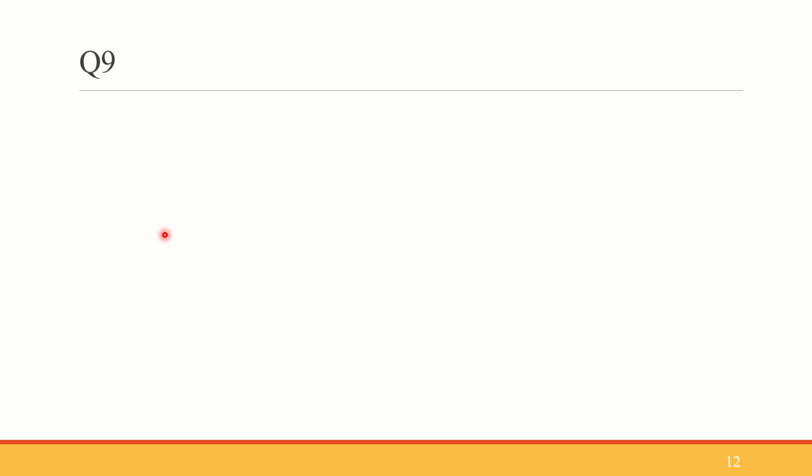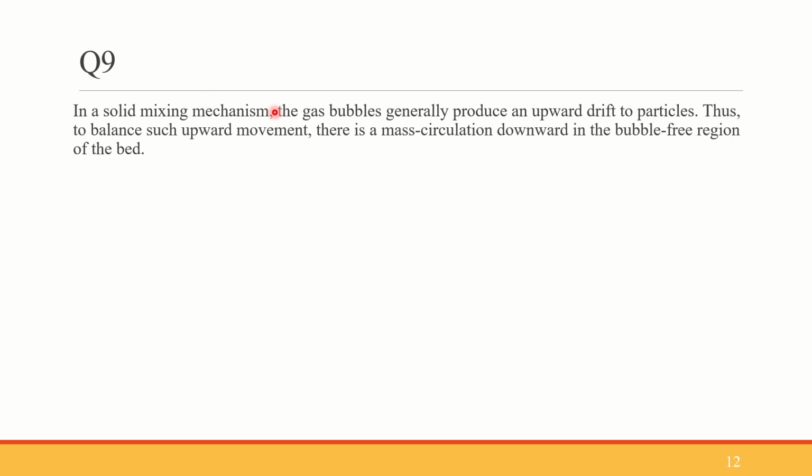So coming to question 9. In question 9, in a solid mixing mechanism, the gas bubbles generally produce an upward drift to particles. Thus, to balance such upward movement, there is a mass circulation downward in the bubble-free region of the bed. Option A true, option B false.